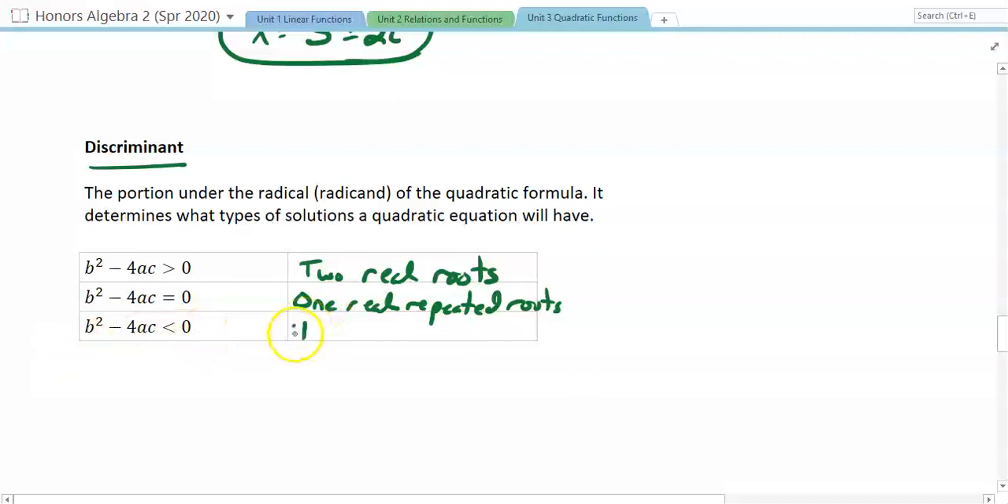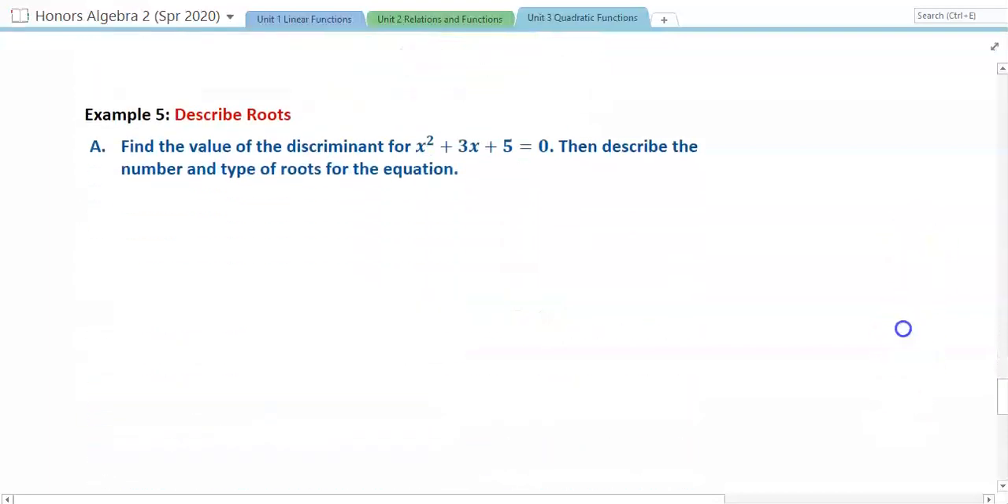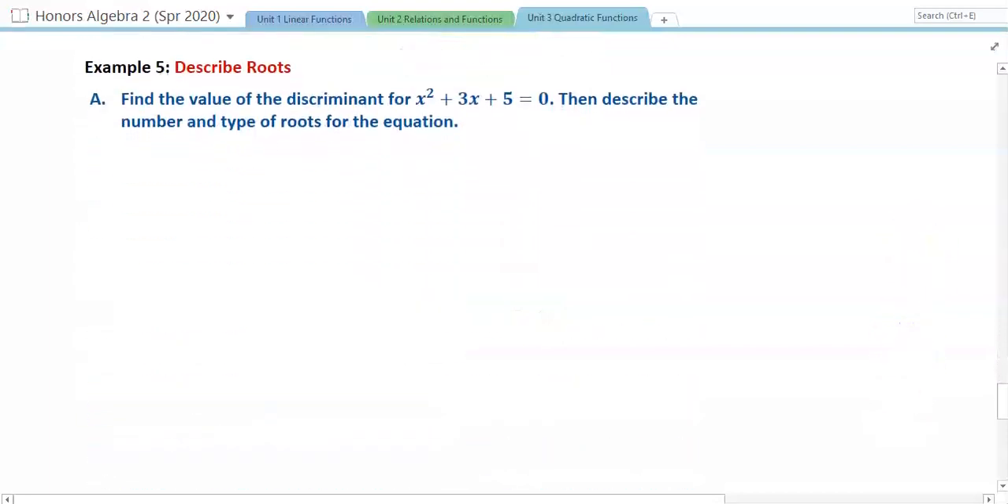And then when it's less than 0, we're going to get 2 complex roots, so when our discriminant is negative. And so using this real quick, we're going to talk about what type of roots might come out of an example. It says find the value of the discriminant and then describe the number and type of roots. So we're not looking for what the solution or the roots are. We're just asking what the type of roots are based on the value of the discriminant.